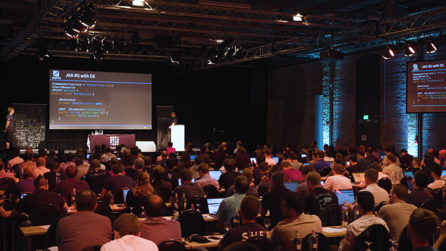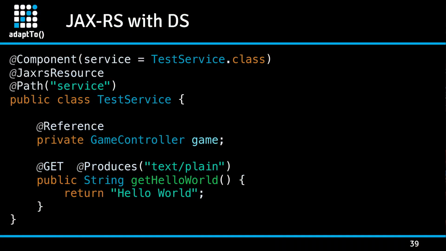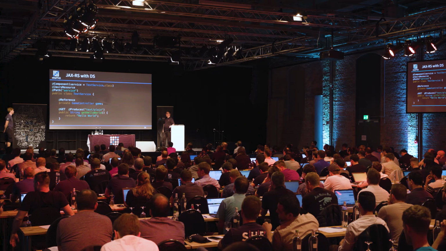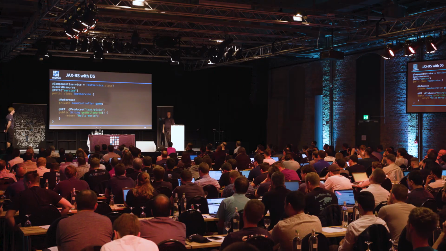And final example, again, if you want to use JAX-RS in OSGi, you can now just write plain declarative service components, and in that component you use the usual JAX-RS annotations. That now fits nicely together.